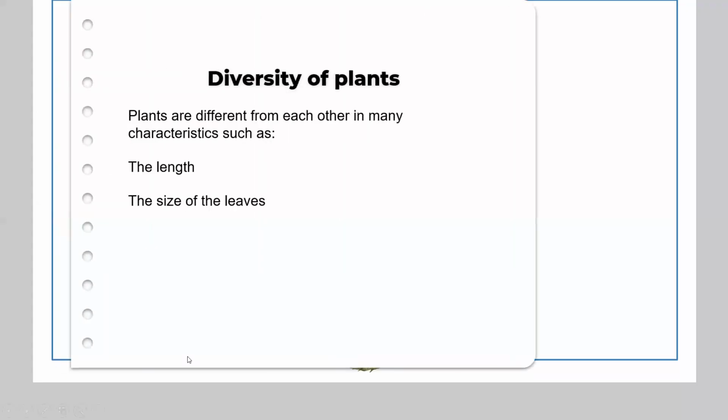As we've talked about the diversity of animals, now shall we talk a little about the diversity of plants? Plants differ from each other in many characteristics, such as length and size of leaves. Let's start with the length.